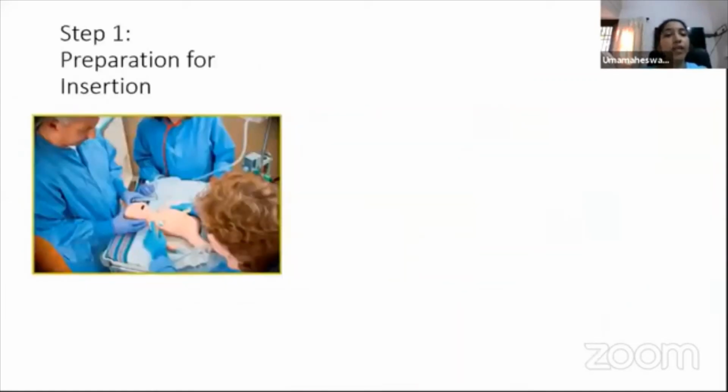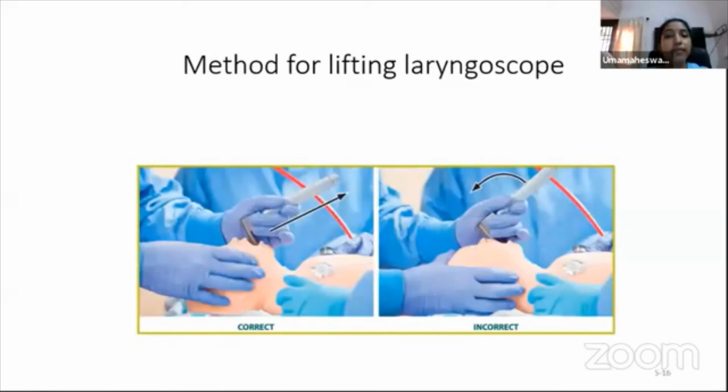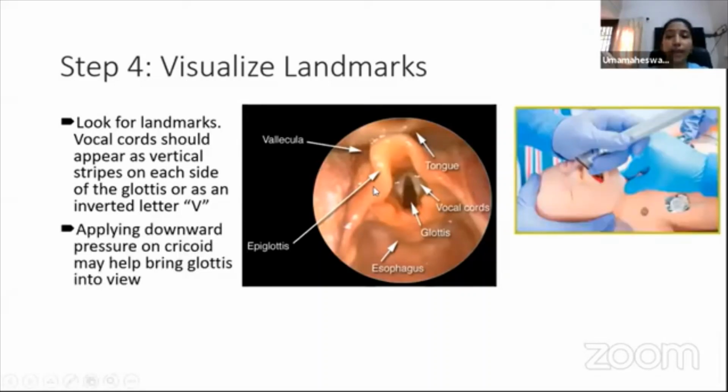The steps include preparation for insertion, inserting the laryngoscope, and lifting the blade. This step is very important. Many, when they learn, rock the laryngoscope, but the correct way of intubating is not to rock, but to lift the laryngoscope and visualize the landmarks. Here, this is the epiglottis and this is the vocal cord, the V-shaped vocal cord. This is where the endotracheal tube is going to be placed.